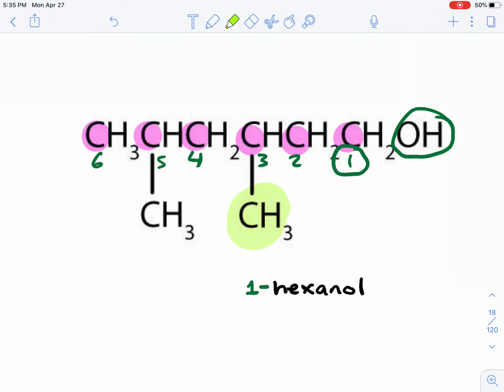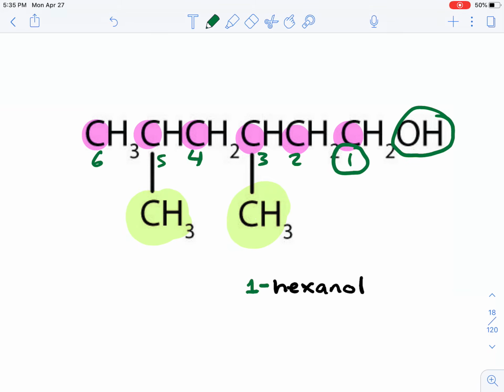And so now that I've written the parent correctly, I'm going to go ahead and name my substituents. And I'm going to number them as well. So notice that this methyl group is on the 3rd carbon, and this methyl group is also on the 5th carbon. And so here it looks like I have 3-methyl, and here I have 5-methyl.